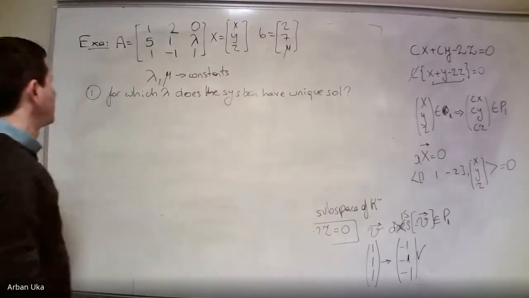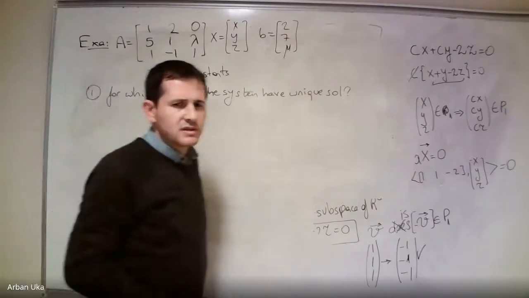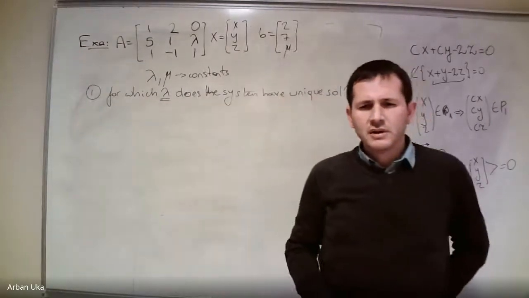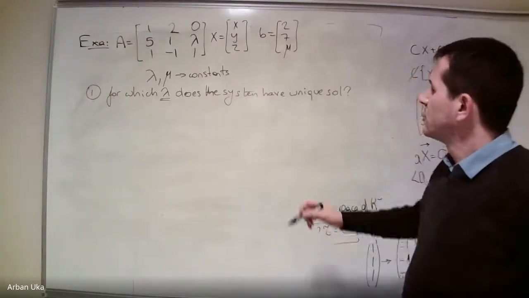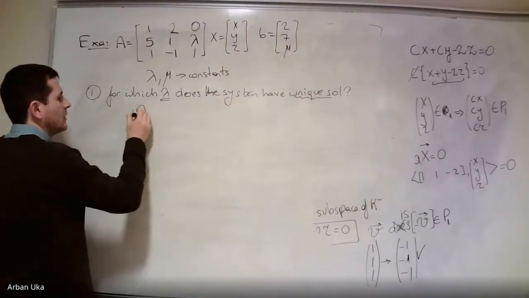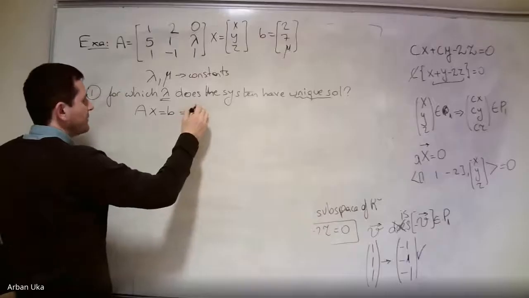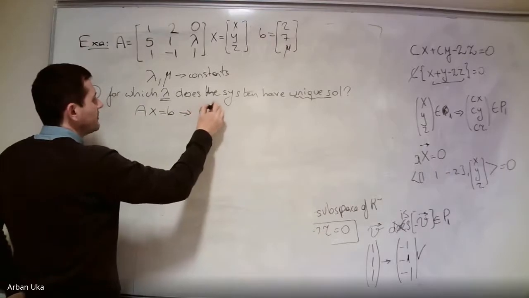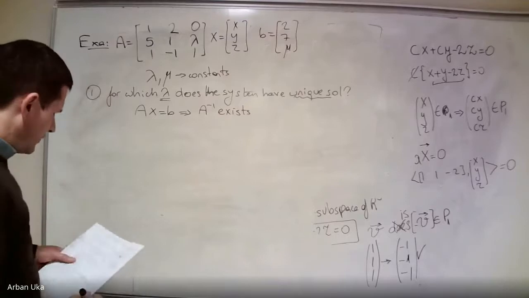So here we have the first question. For which value of lambda does the system have a unique solution? So how can we check whether a system has a unique solution or not? Which properties have to be satisfied in order to have this? There are multiple ones. It has to have an inverse. It needs to have only the trivial solution to the homogeneous equation. Yes, so here we can say that A inverse exists.